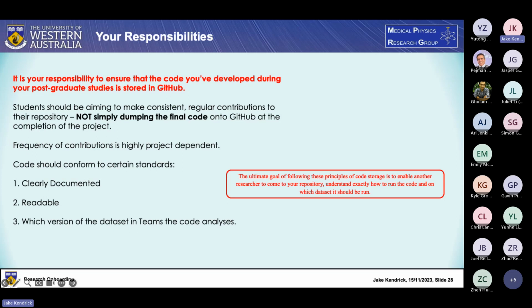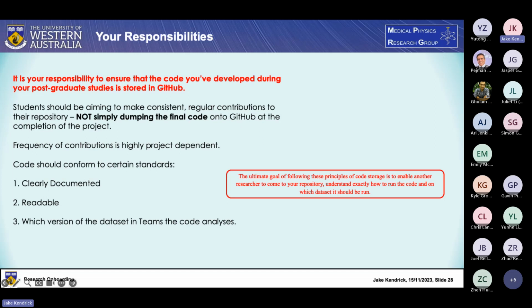Okay. Now, of course, the frequency of expected contributions is very, very highly project dependent. Okay. So we have a lot of people in our group who are undertaking very practical projects, for example, creation of 3D printed phantoms, etc. And the frequency of contributions for these sorts of projects is not going to be as high, if any at all, depending on the project. Okay. But for projects that are very code heavy, for example, pretty much any project that involves the analysis of medical images, you should be aiming to contribute pretty consistently and regularly to your repository.